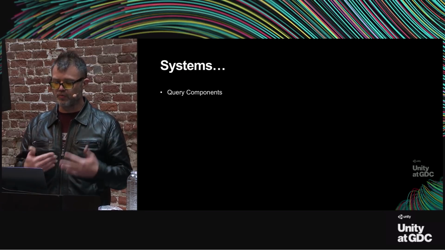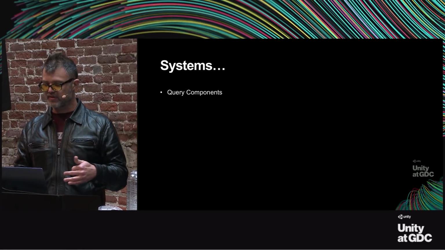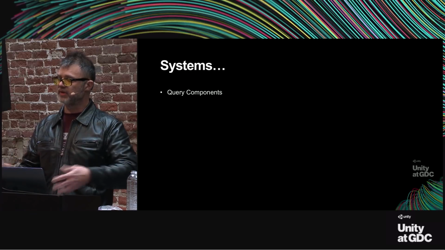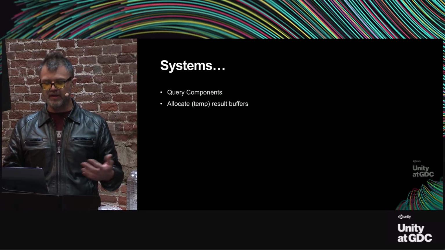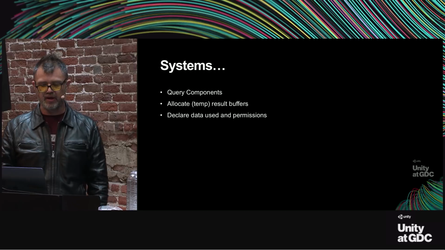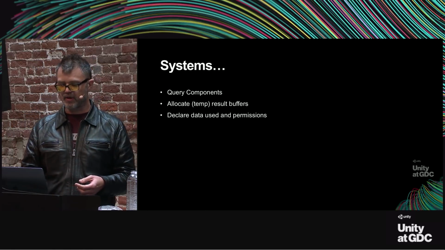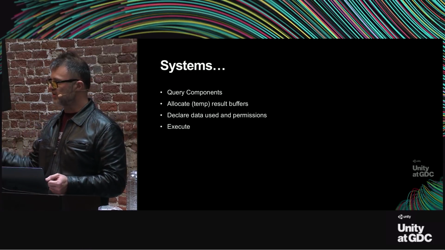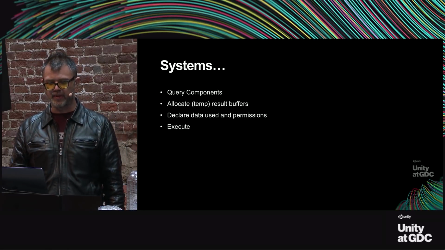So what do systems do? As a general pattern, systems have a few phases that they almost always go through. The first of which is to query the components. A system says, these are the components that I'm interested in, give me the streams back. Then they allocate whatever temporary result buffers they need, if they need any. Then they declare the data that they're using and the permissions that they're using on it. And then execute, do the execution kernel across these component streams. So these are the basic phases that go through a component system.